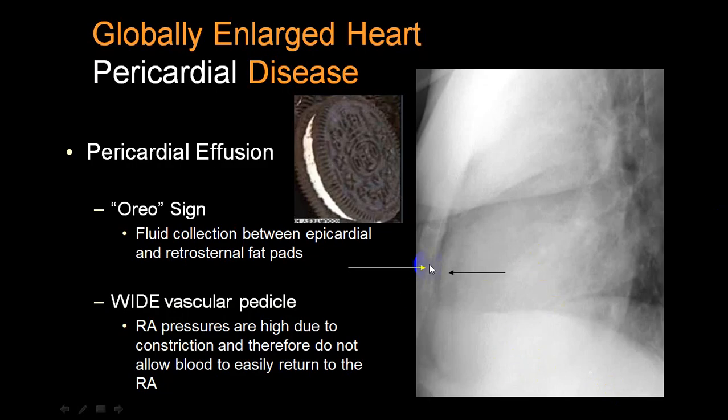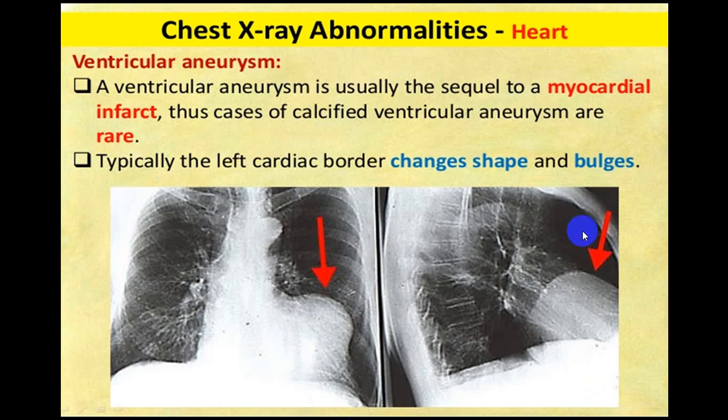Again, you can see this opacity here, and in between that. This is typical of what we call an Oreo sign or Oreo cookie sign. Now here, if you see the shadow, there's a little bulging here. These are odd findings. This is because of a ventricular aneurysm, and this is in a lateral view. You can see a bulging here, abnormal bulging.